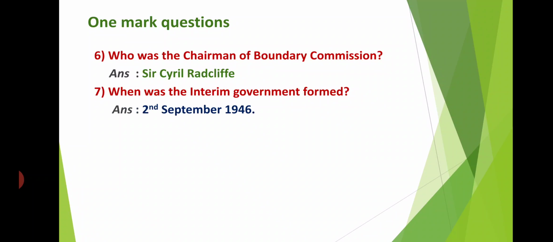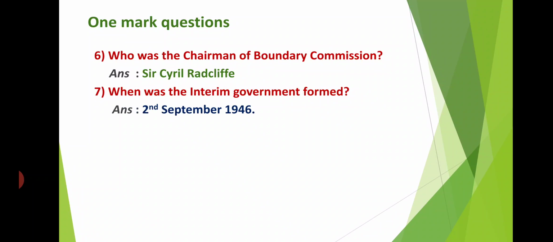Sometimes students write only the year of that event, 1946. It is also enough, but you should write the complete date. If it is not possible, you can write just 1946. There is nothing wrong, but completely you should write 2nd September 1946. So on 2nd September 1946, the first interim government was formed.